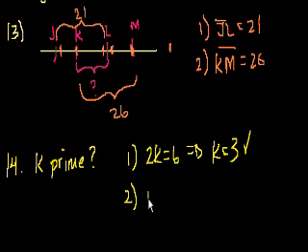Statement 2 says that 1 is less than k, which is less than 6. Well, this is kind of useless, because this is just telling us that k, we know it's an integer, because they say it's the integer k, but k could be 2, which is prime, but k could be 4, in which case it's not prime. Or it could still be 3, so we don't know. So this is kind of useless. So all we need is statement 1, and statement 2 is not sufficient. So that's A.